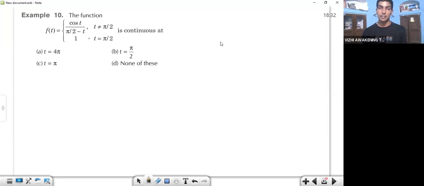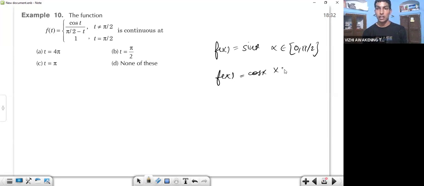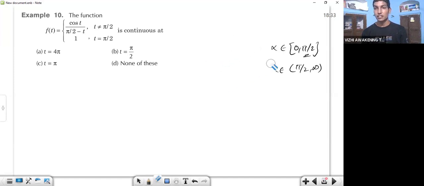Let's say the function is sin x for x from 0 to pi by 2, and the function becomes cos x for x belonging to pi by 2 to infinity. Now at this point where the function is breaking, can anyone tell? This function is breaking at x equals pi by 2 because the function is changing at x equals pi by 2. So it is most probable that the function is going to be discontinuous at the point where it is changing.